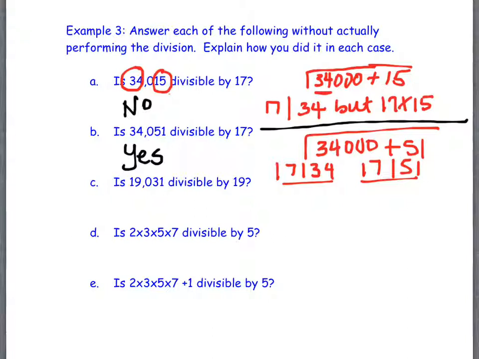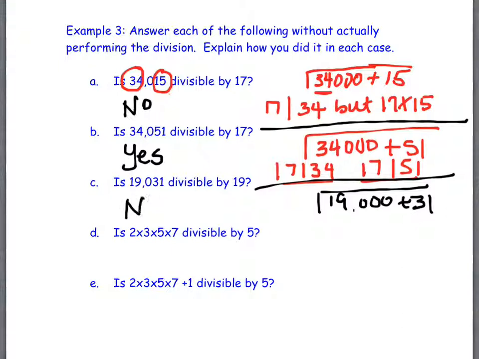So let's try another one. How about 19,031? Couldn't you do the same thing? Sure, why not? What if we break this one apart? 19,000 and then 31. Does it work? It goes into the 19,000, but it does not go into 31. It's a 38. That would work. 31 doesn't.